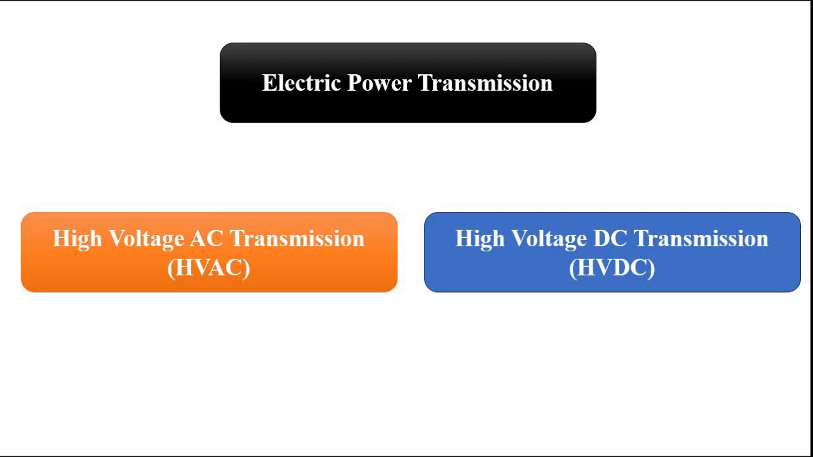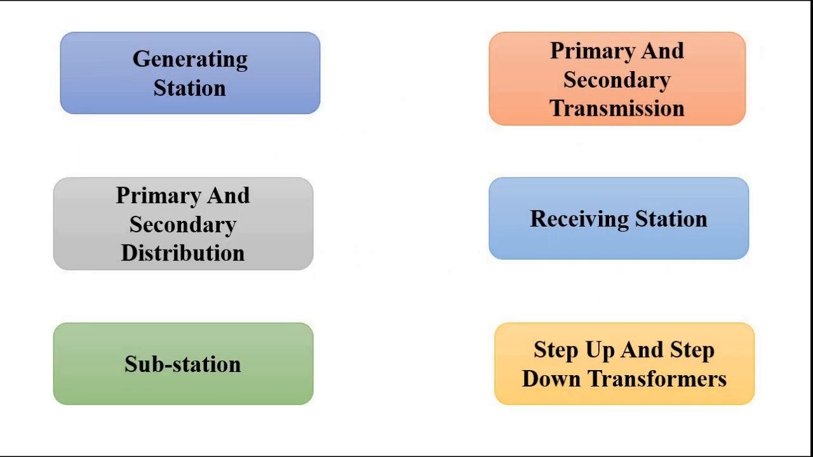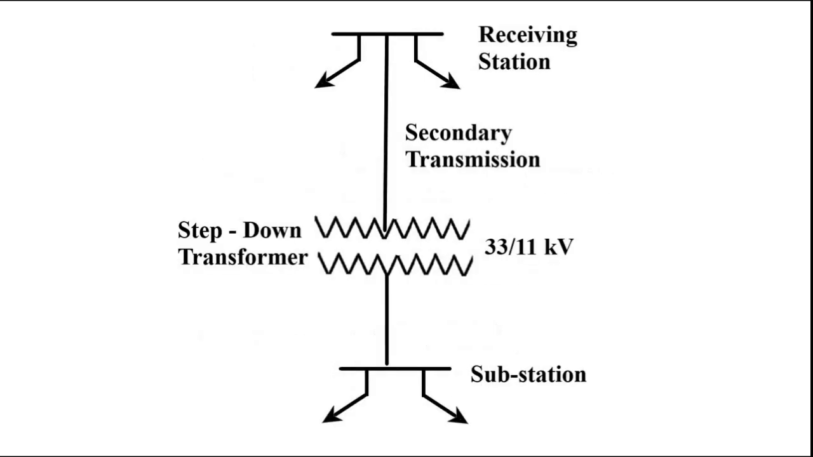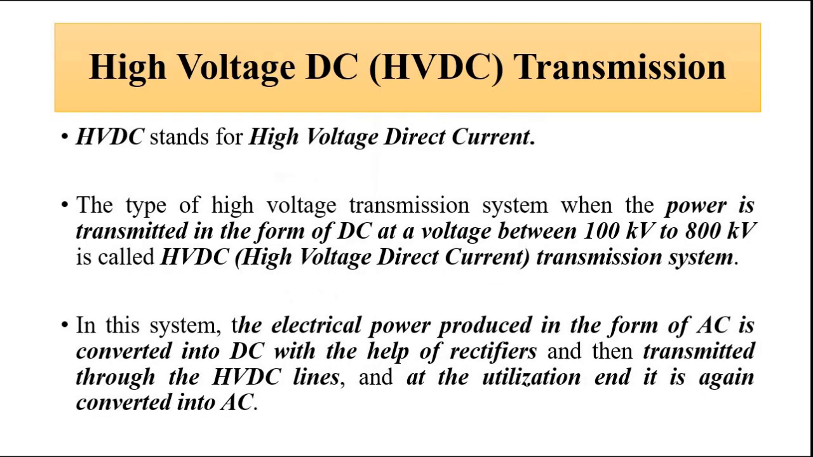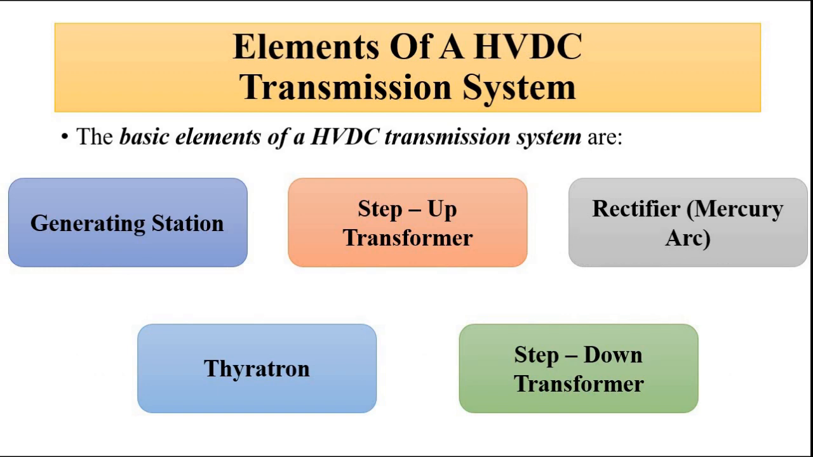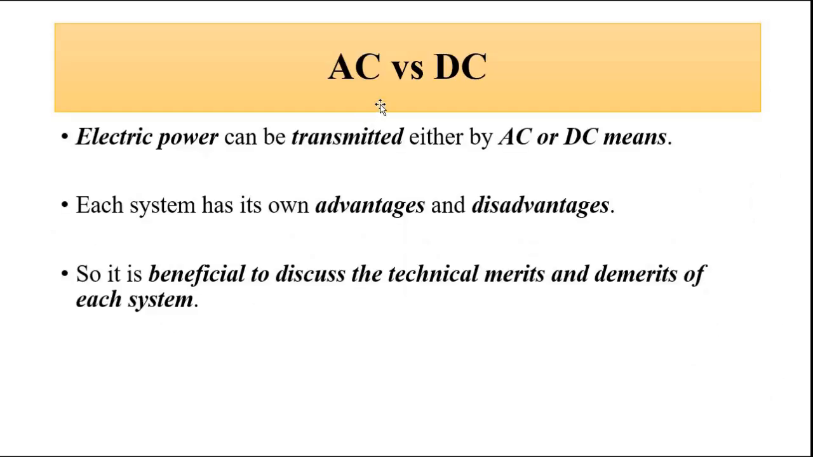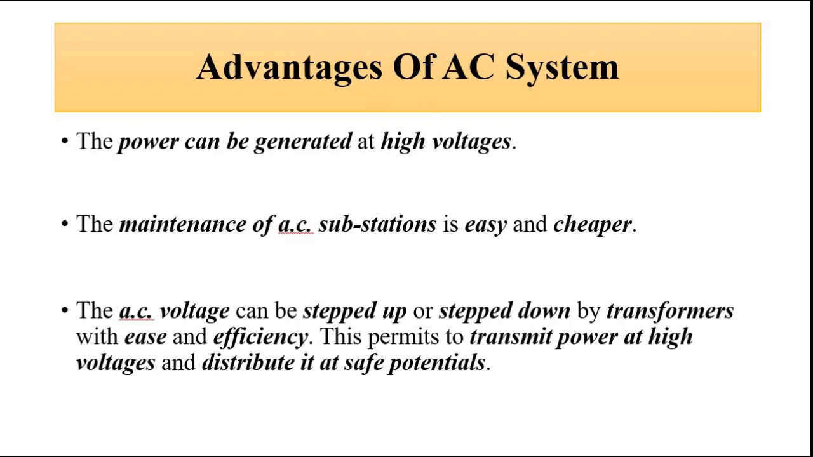So we have discussed the high voltage AC system along with the various elements and the single line diagram, then also the high voltage DC transmission. So please watch these two videos first and then watch this video. Now we will be discussing the basic comparative analysis of AC and DC. So first, the advantages of the AC supply system.